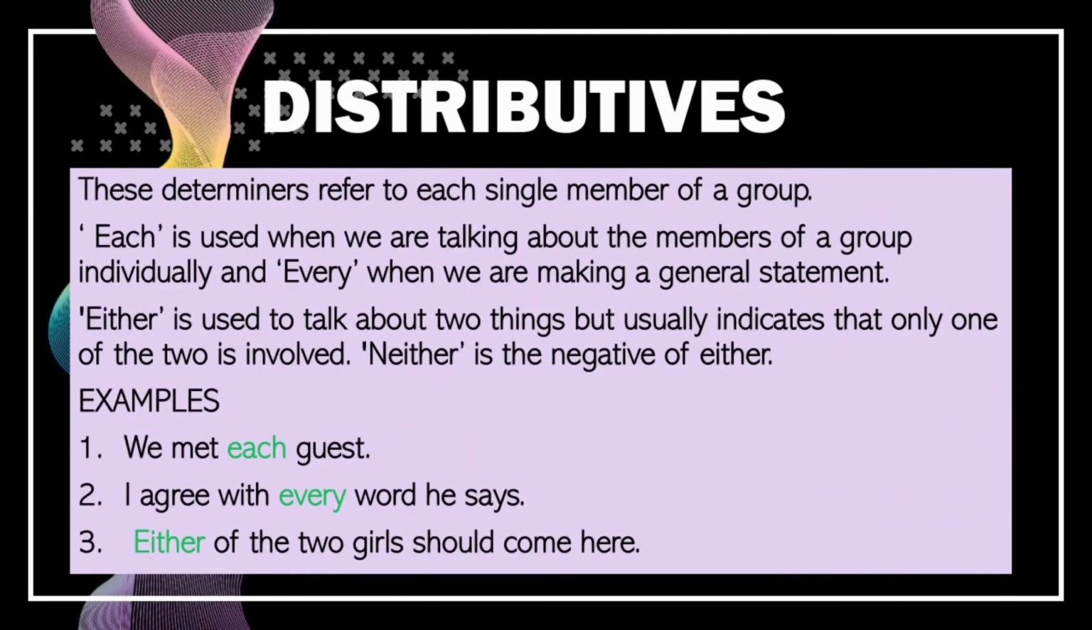Next, we have the distributors. Distributors are determiners which refer to each single member of a group. Now we have words such as each, every, either, and neither. Each is used when we are talking about the members of a group individually, and the word every when we are making a general statement. Similarly, the word either is used to talk about two things, but actually it indicates that only one of the two is involved, and neither is actually the negative of the word either.